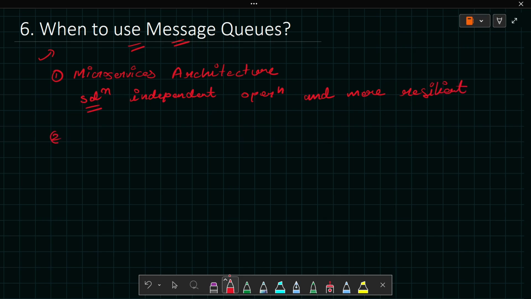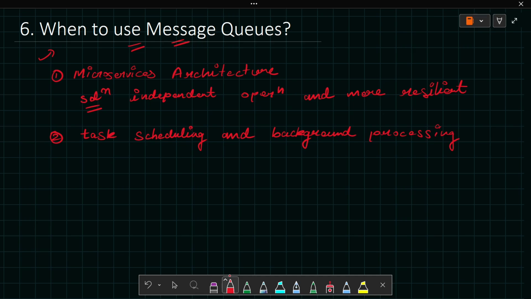The second use case here is task scheduling and background processing. What are the problems? So the problem is there are certain tasks such as image processing or you want to send an email. Okay, these are time consuming processes and should not block the main application flow.